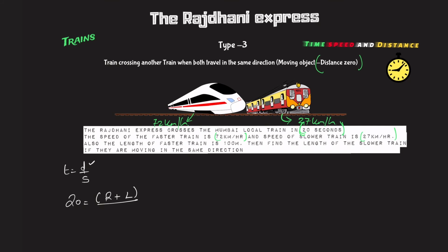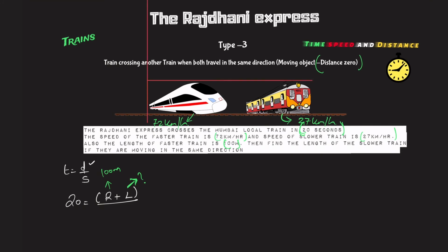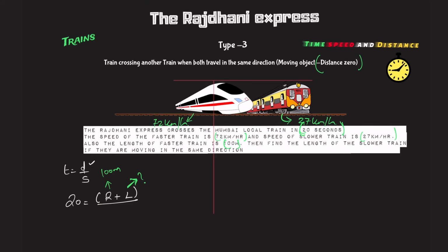The length of the faster train is 100 meter. Which is your faster train? Rajdhani. So this is given to me as 100 meter. Then find the length of the slower train, which means this L. The length of the local train is asked to me if they are moving in the same direction. I know that they are moving in the same direction.